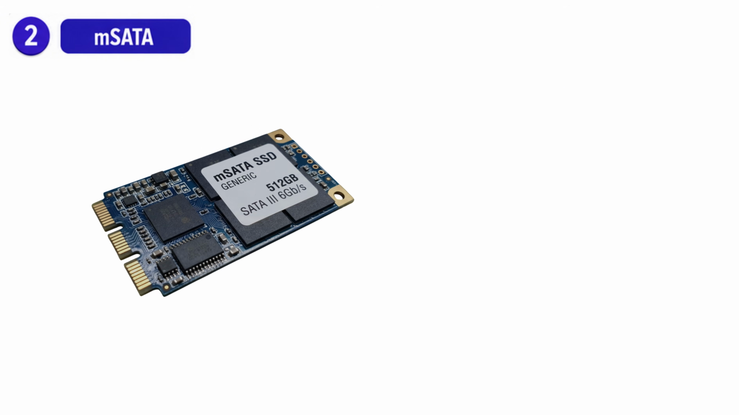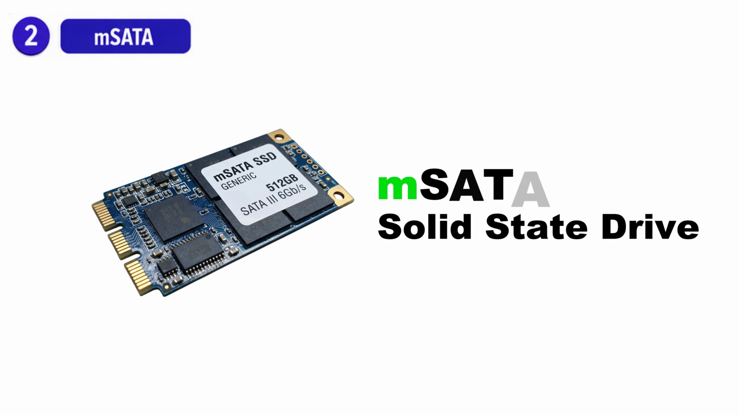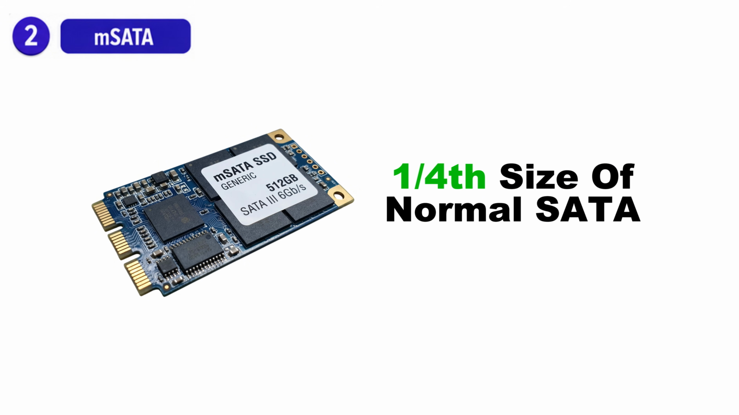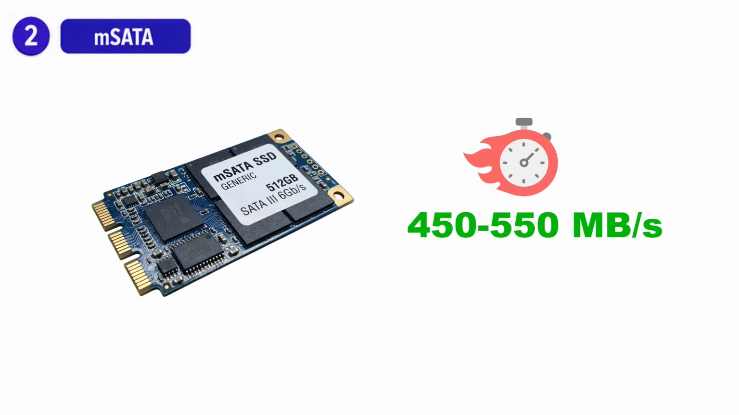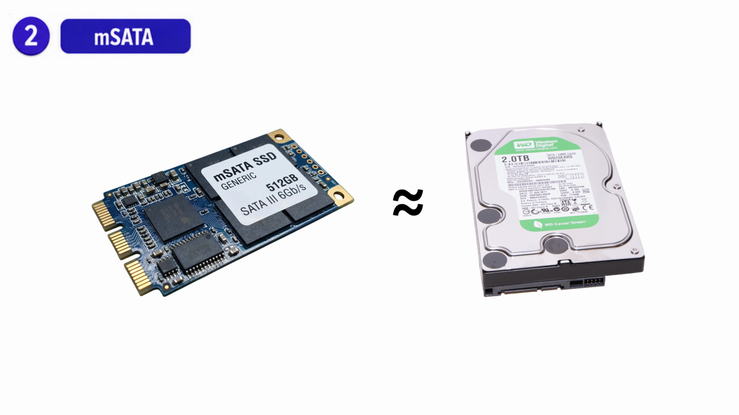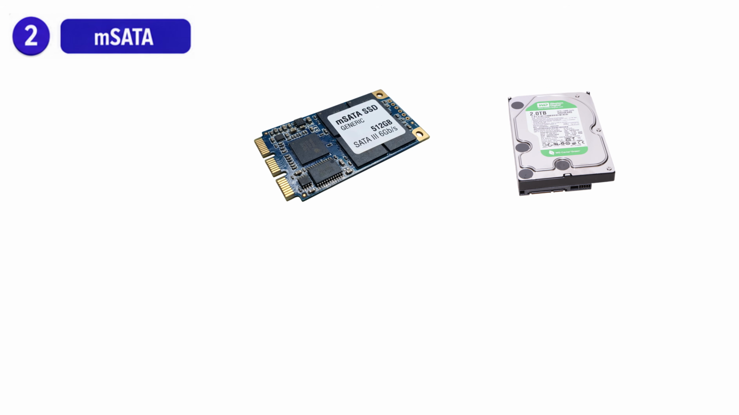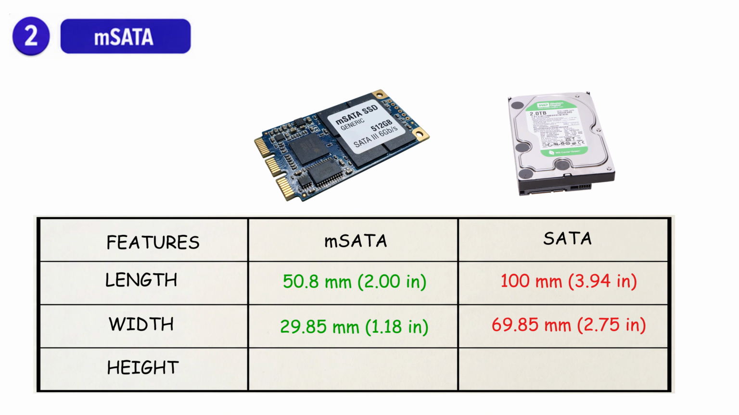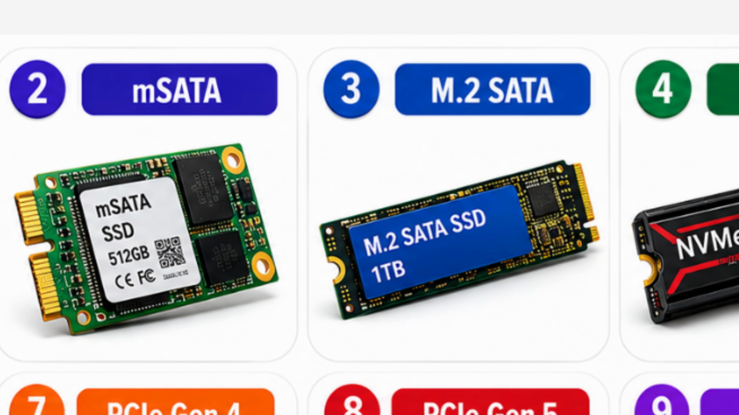mSATA. The mini SATA solid-state drive, or mSATA, employs the same SATA protocol as standard SATA SSDs, but comes in a more compact circuit board format. Performance generally ranges from 450 to 550 megabytes per second, making them nearly indistinguishable from 2.5-inch SATA drives in terms of speed. The primary distinction lies in their size rather than their performance. In many older Ultrabooks, an mSATA SSD took up less than a quarter of the physical space of a traditional 2.5-inch drive while providing equivalent performance.